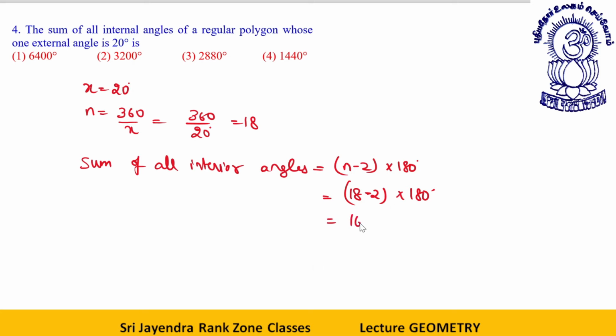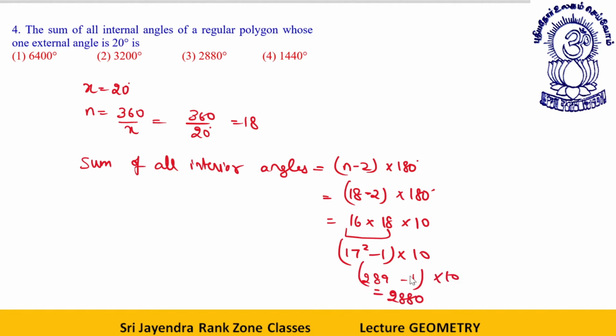This gives you 16 into 180, that is 16 into 18 into 10. How do you do this? You can read it as 17 square minus 1 into 10, 289 minus 1 into 10, or you can say 2880. This is your answer. Okay, dear friends. Next one.